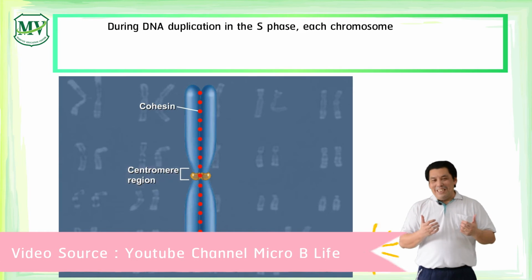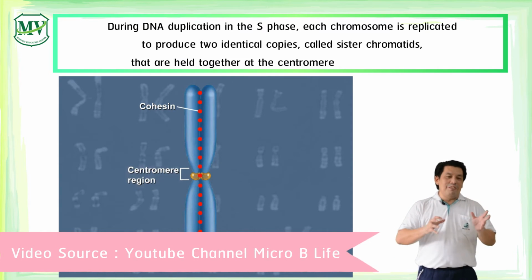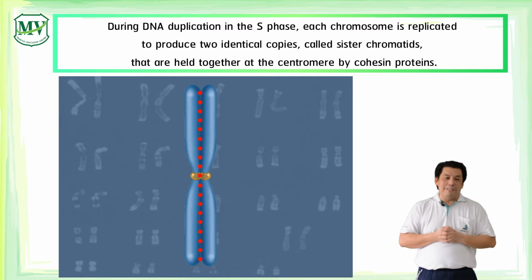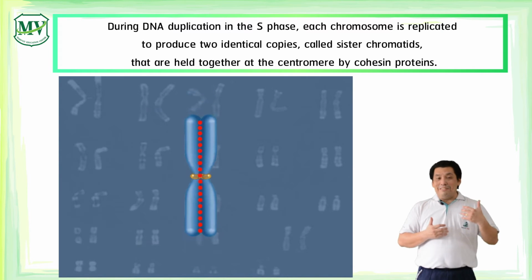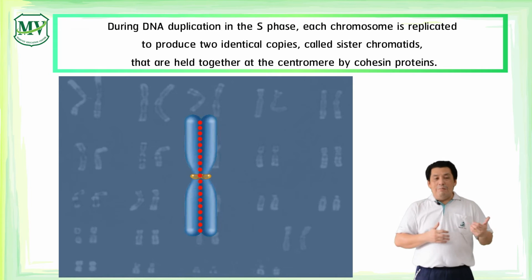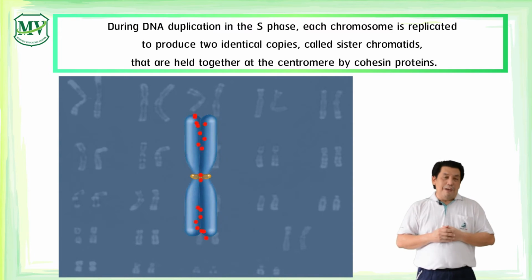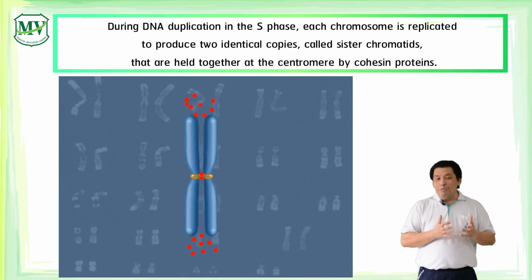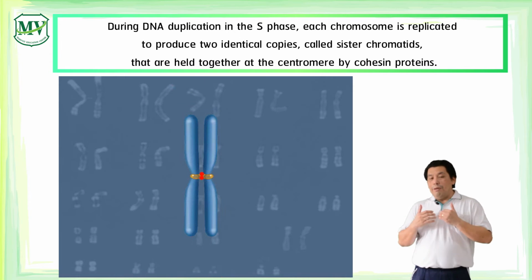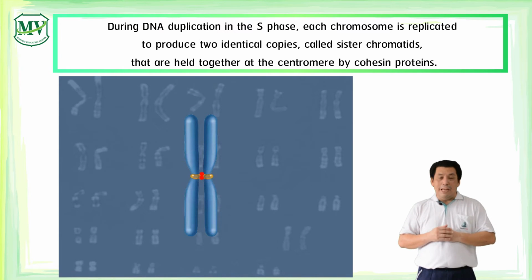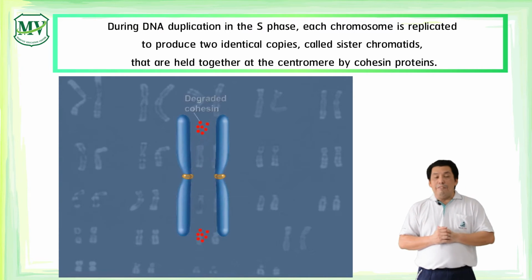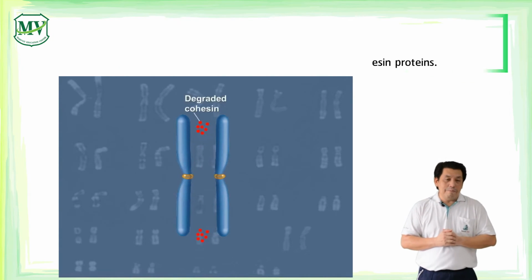During DNA duplication in the S phase, each chromosome is replicated to produce 2 identical copies called sister chromatids that are held together at the centromere by cohesin proteins. Cohesin holds the chromatids together until anaphase 2. The centrosomes, which are the structures that organize the microtubules of the meiotic spindle, also replicate. This prepares the cell to enter prophase 1, the first meiotic phase.